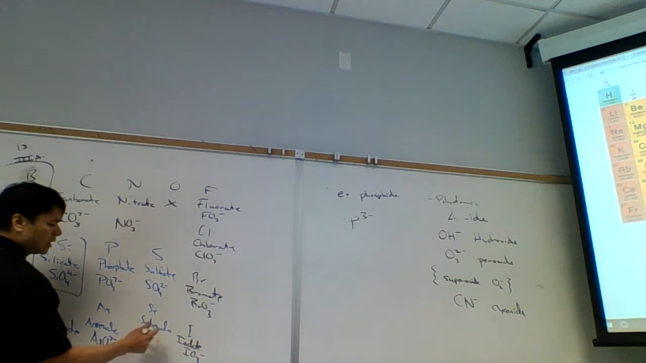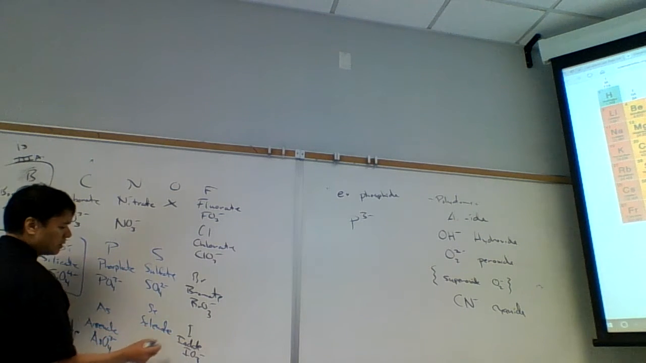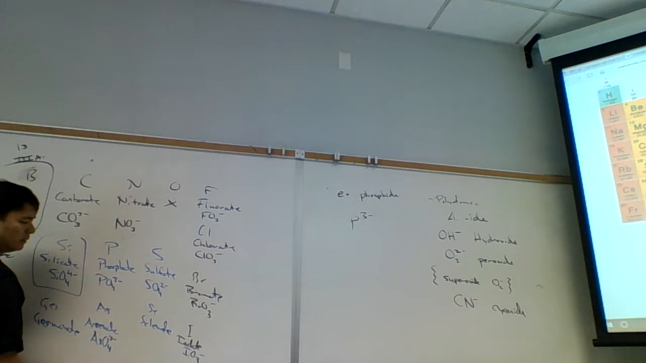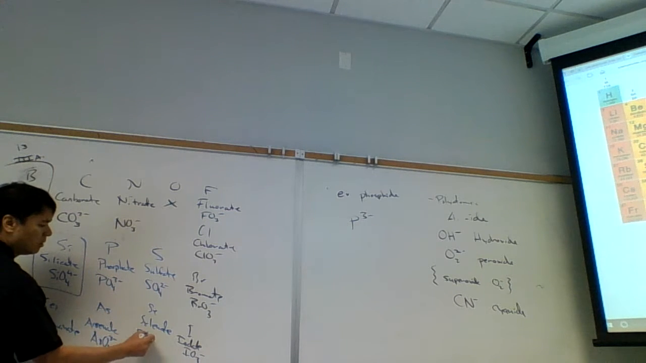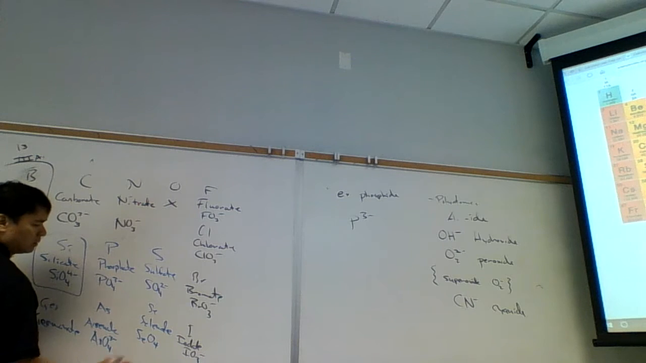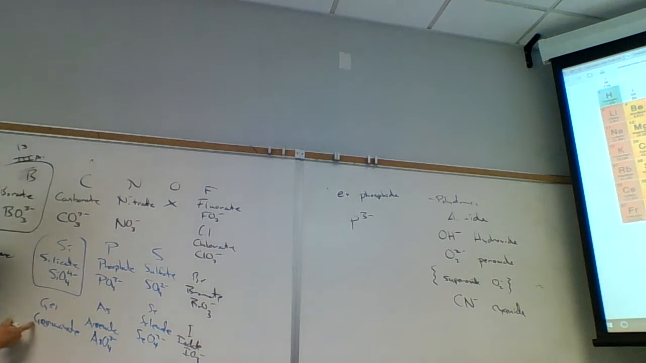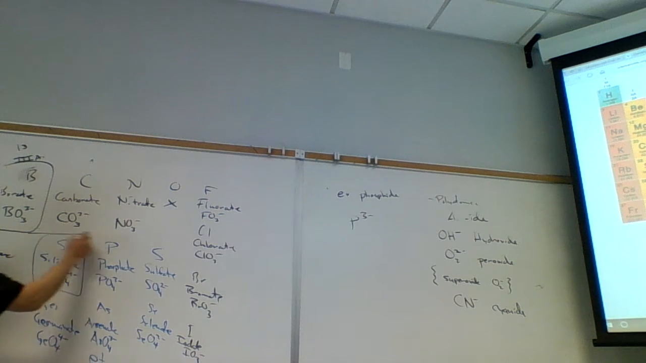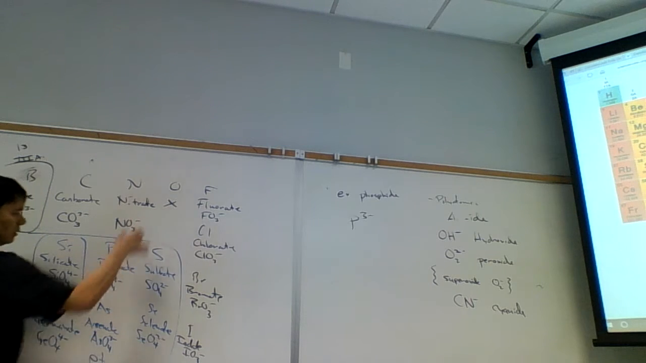So what do you think selenate is? Selenate would be SeO4 2-, and you'd be right. And then germanate, GeO4 4-, etc. It just keeps going down like this. So we have the inner block and this outer shell.